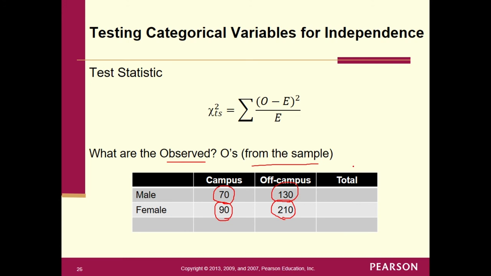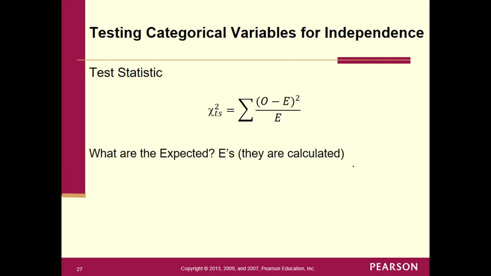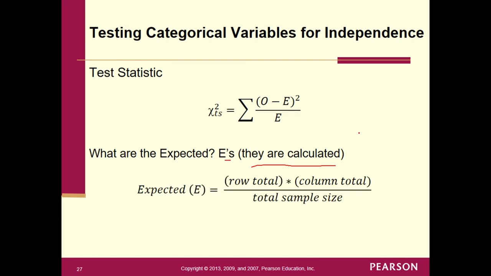All right. What about the E's? The E's are calculated. The expected values are calculated. Some people call them the expected cell counts. But pretty much you'll hear the word expected in the phrase. All right. So for the expected, there's a simple formula. You take the row total times column total and divide it by the total sample size.